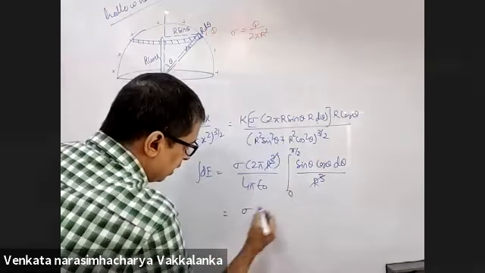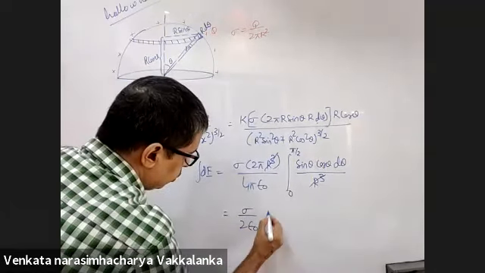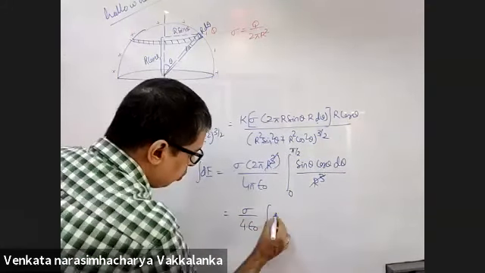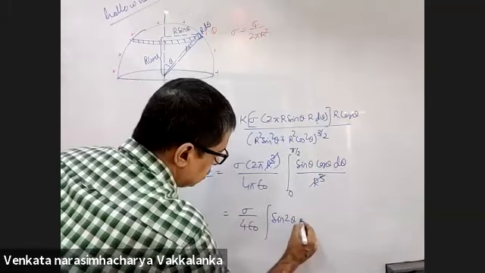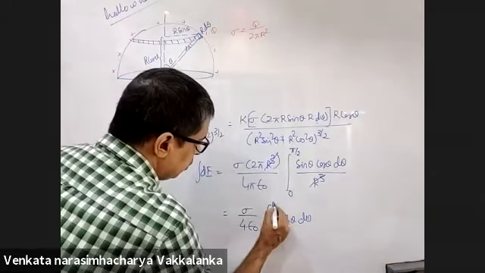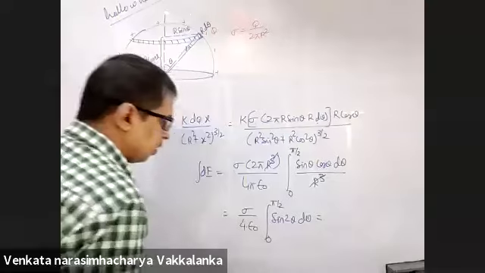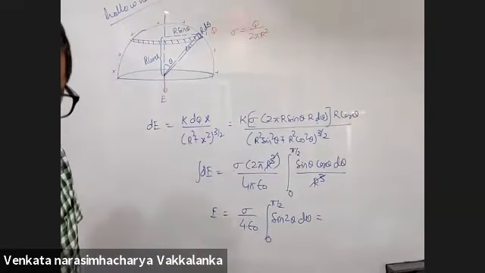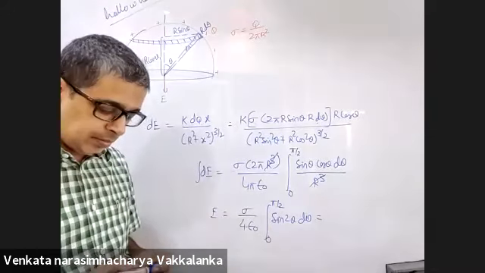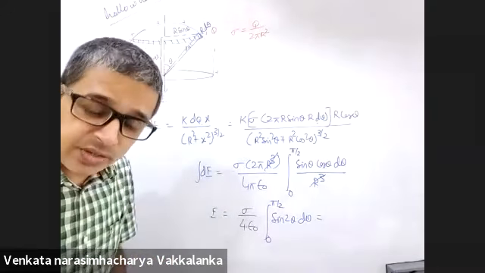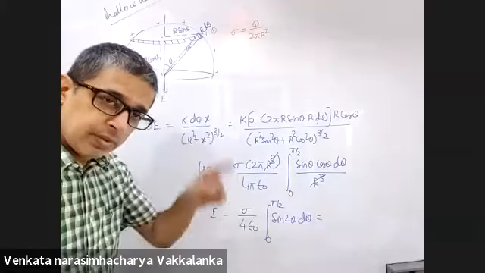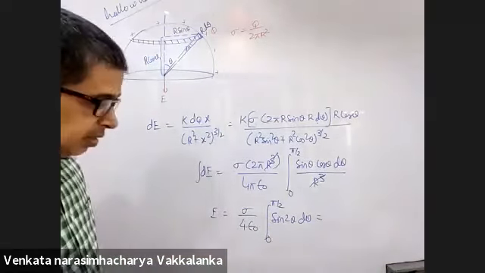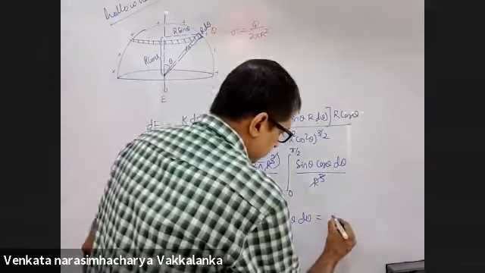This r cube will go. Sigma by 2 epsilon naught integral of, I'll make this 4, and I'll call this sin 2 theta d theta from 0 to pi by 2. Do you people know how to integrate sin 2 theta d theta? Yes, sir. How much is that? Minus cos 2 theta by 2. Apply the limits. See what you are getting.